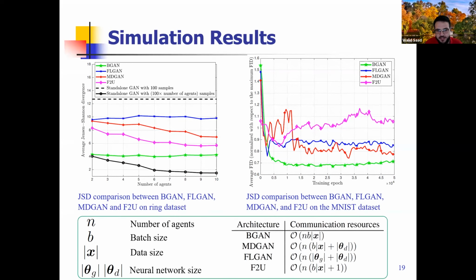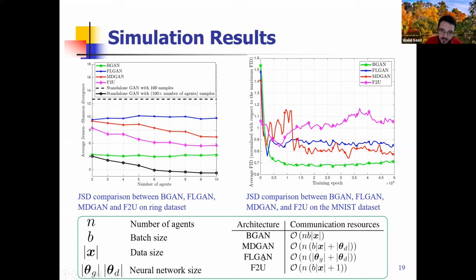Now, in terms of complexity, BGAN depends on the number of agents, the batch size, and the data size. MD-GAN and F2U GAN depend on the batch size, data size, and neural network parameters. So these two are clearly worse than BGAN in terms of communication resources, the computational and communication overhead you need to transmit.